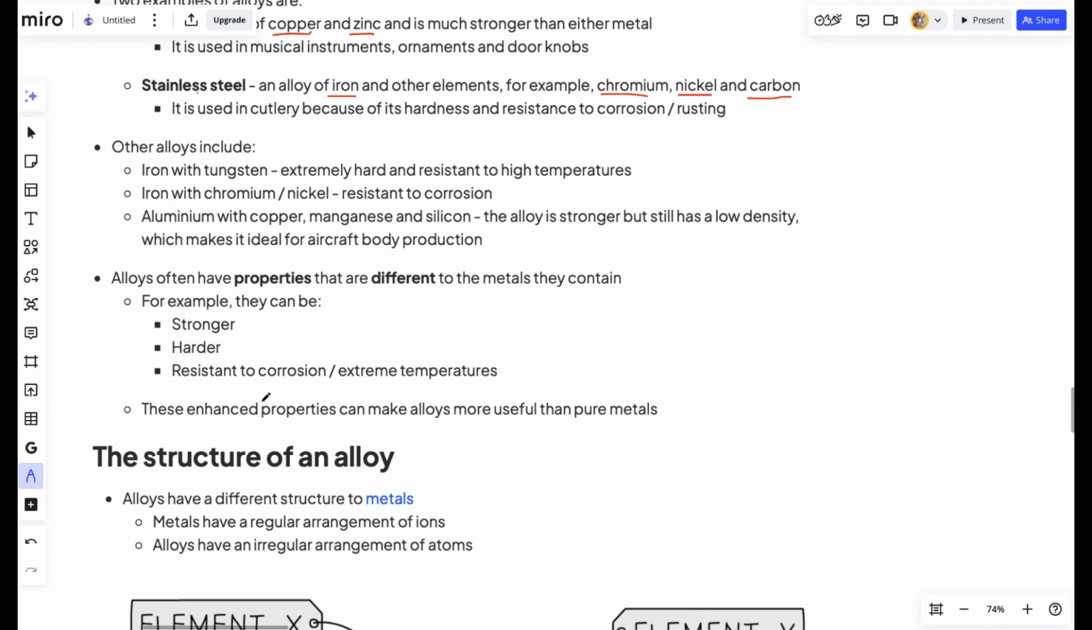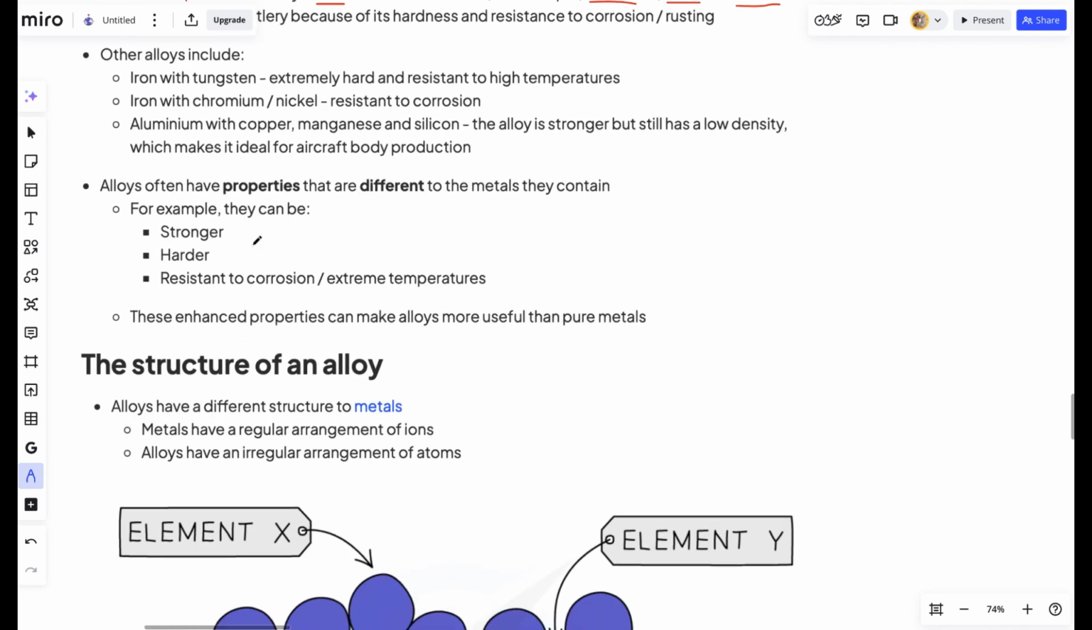So they are more resistant to corrosion. And although these enhanced properties can make alloys more useful than pure metals. Yes, they are more useful than pure metals, right? Because they have enhanced properties.